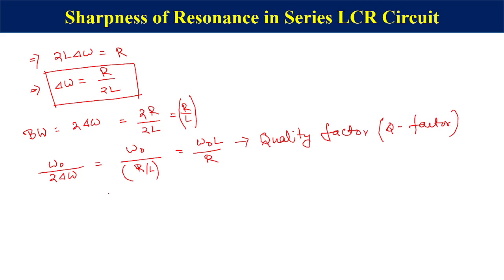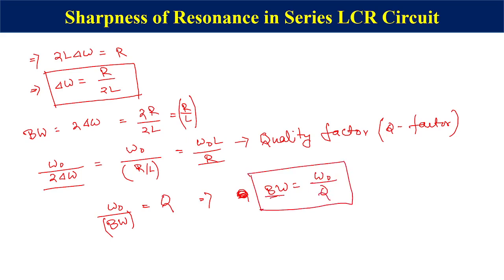All right. So the relation between bandwidth and quality factor. How do we relate the bandwidth and the quality factor? From this, we get that omega naught divided by the bandwidth, I am not writing it as 2 delta omega, rather I am writing it as bandwidth, is equal to Q. Let's write it in a different way: bandwidth is equal to omega naught upon Q. So that means if the bandwidth is high, quality is going to be low, or vice versa. If quality is high, bandwidth is going to be low.